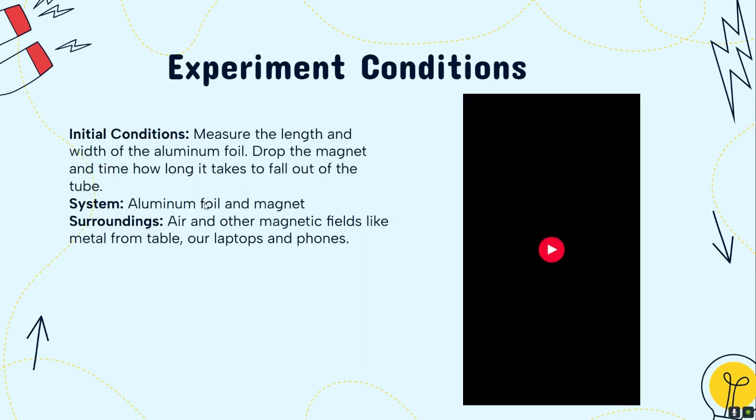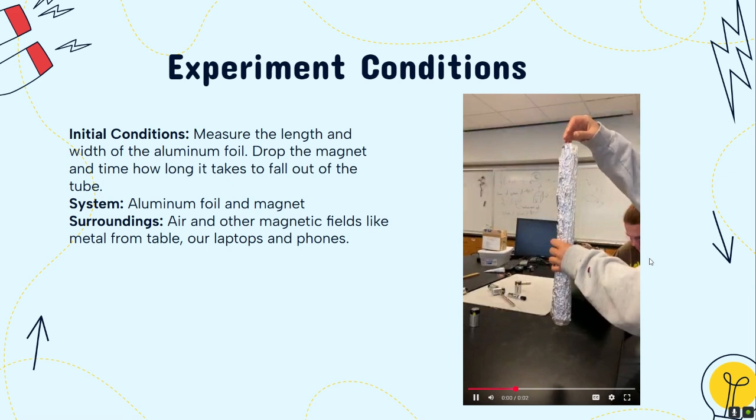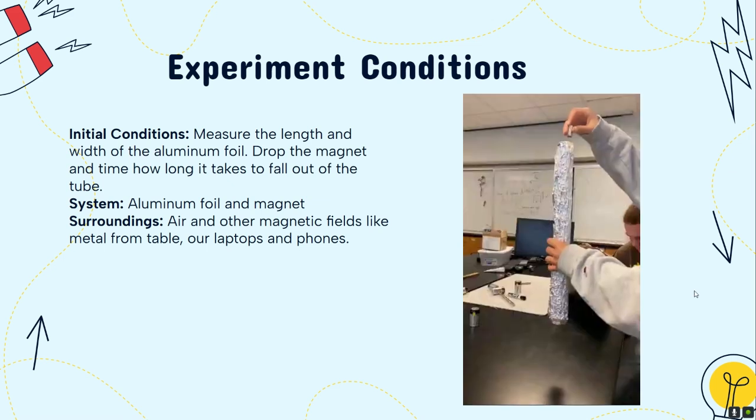Experimental conditions. Our initial conditions were to measure the length and width of the aluminum foil, drop the magnet, and time how long it takes to fall out of the tube. The system was the aluminum foil and magnet, and the surroundings were air and other magnetic fields, like metal from the table, laptops, and fans. Here's a video of us recording it.